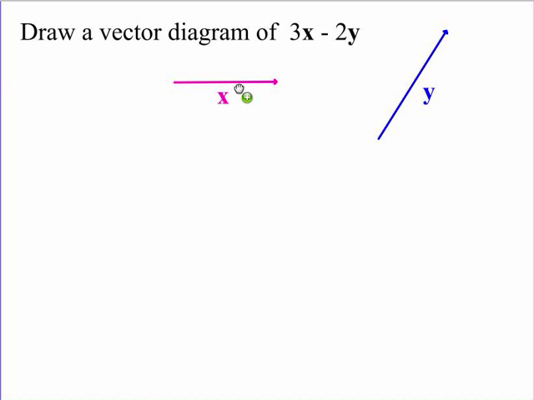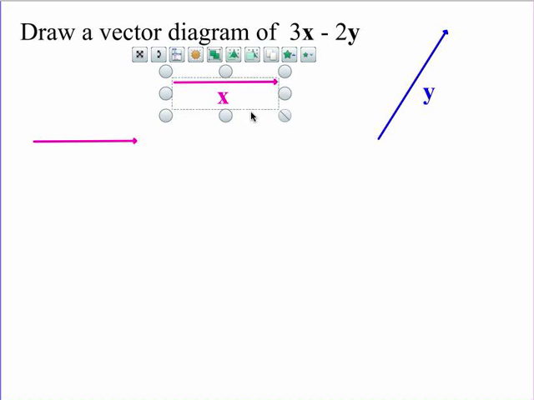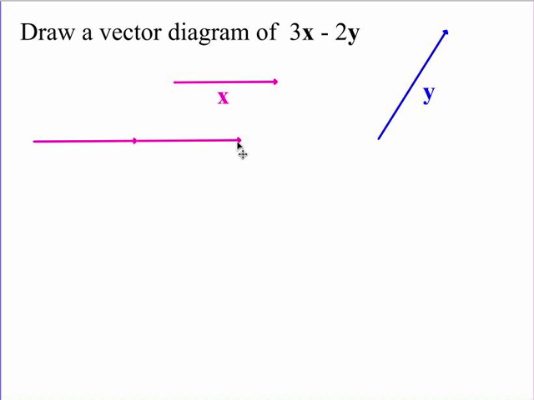So what 3x means is that I'm going to take 3 x's and I'm going to put them together. There we go. So do you see how I did that? I just traced x 3 times. Tip to tail, tip to tail. So really, what I have here is x, x, x.